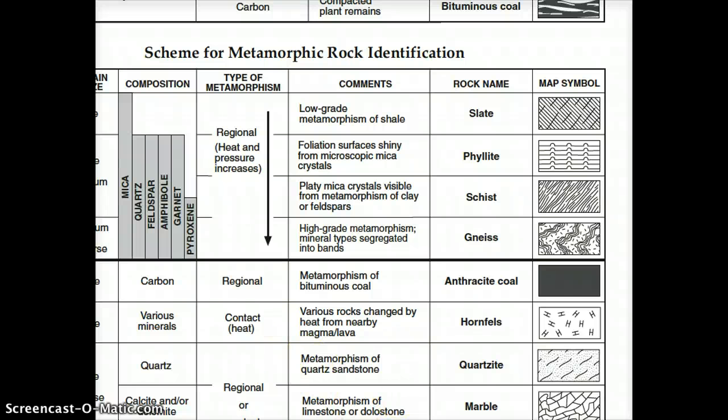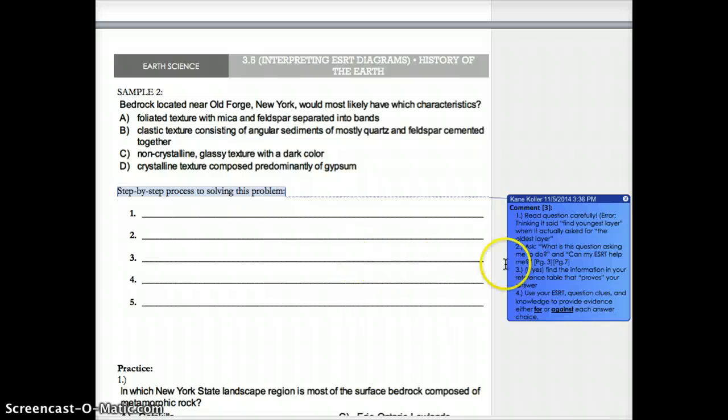So that's really critical. And then if yes, find the information in the reference table that proves your answer. I just did that. As you can see, I very quickly showed you exactly where in the reference table to look. And then you can use your reference table, your question, clues, or knowledge to provide evidence either for or against each answer choice. So in this case, foliated texture with mica and feldspar separated into bands, that's actually the correct answer because metamorphic rocks have foliated texture. You can see that there's foliation.